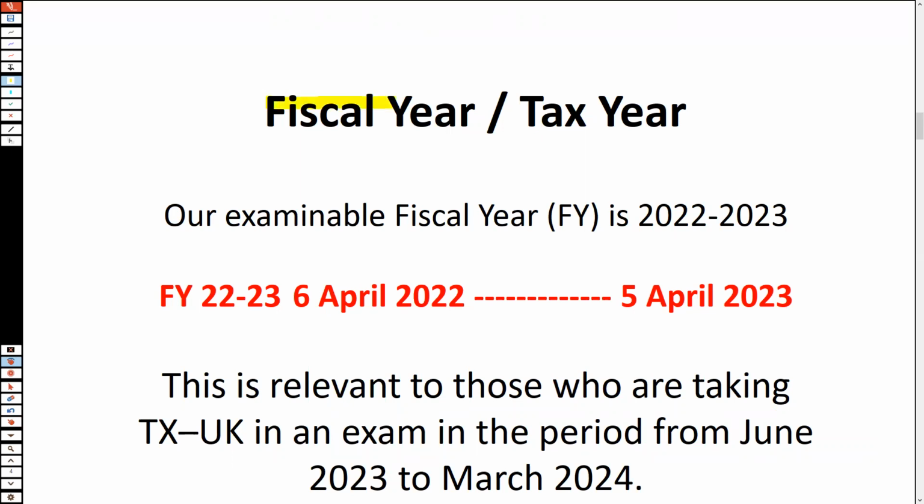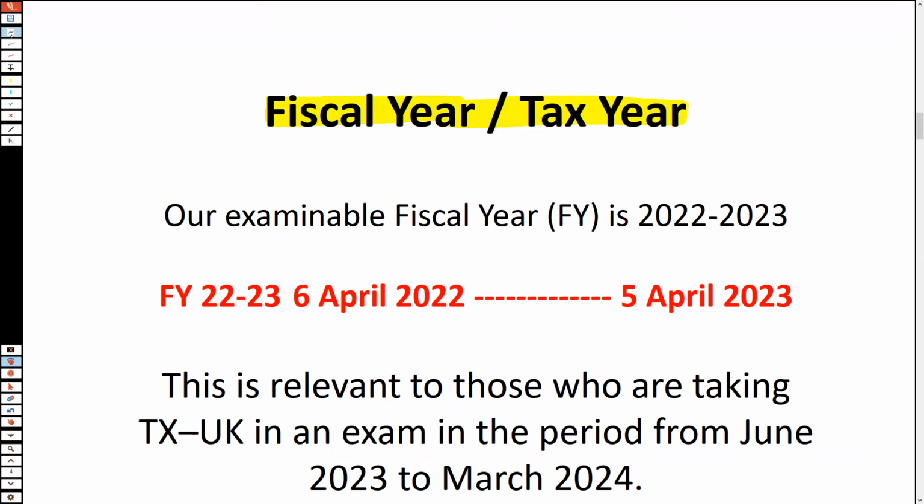What exactly do we mean by the fiscal year or the tax year? Every country has its own tax system and its own defined dates for the tax year. For example, the Pakistani tax system operates from 1st July to 30th June next year.